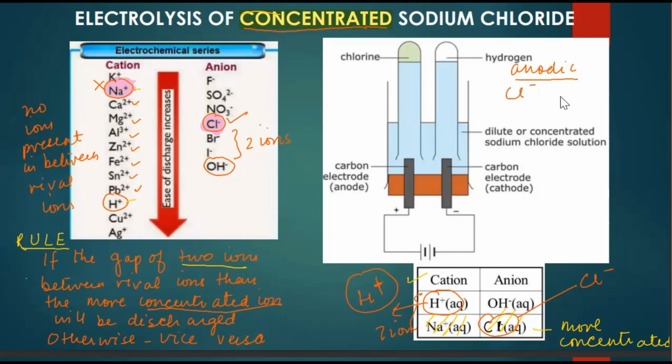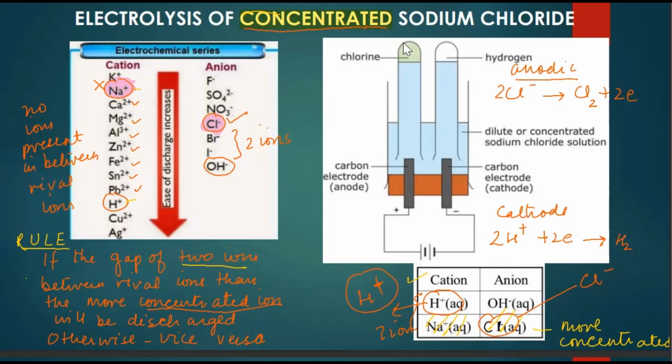One chloride ion will be losing one electron, but the chlorine will be existing in the form of a chlorine molecule. So in order to make a chlorine molecule, two chloride ions should be losing two electrons. Now these two electrons will be accepted at the cathode by the hydrogen ion. How many hydrogen ions? Two hydrogen ions will be accepting two electrons, so they will be forming a hydrogen molecule there.